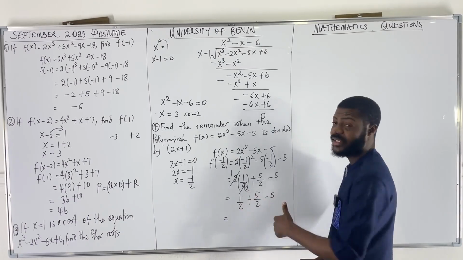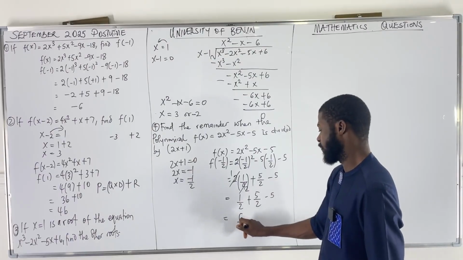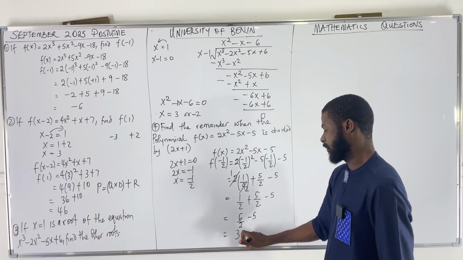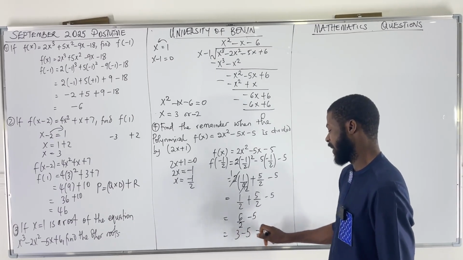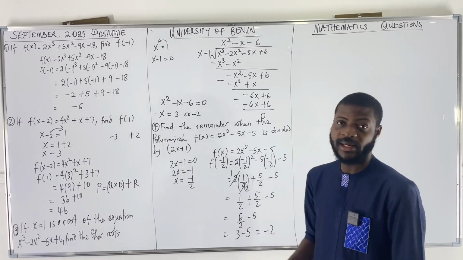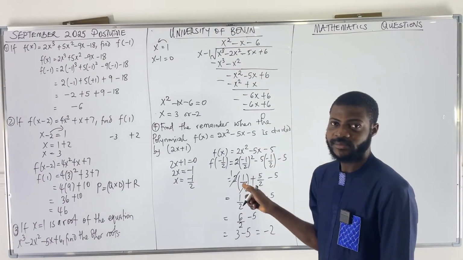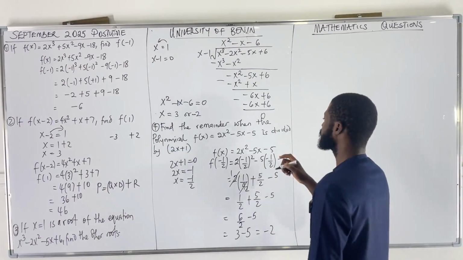1 plus 5 is 6. So this will be 6 over 2 minus 5. 6 over 2 is 3 minus 5. And 3 minus 5 is minus 2. So this is your remainder. You don't need to go through the long division in this case.